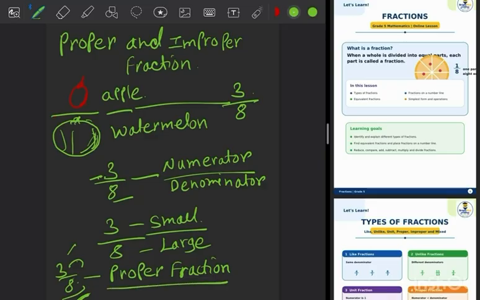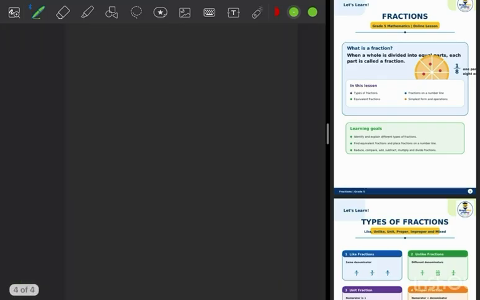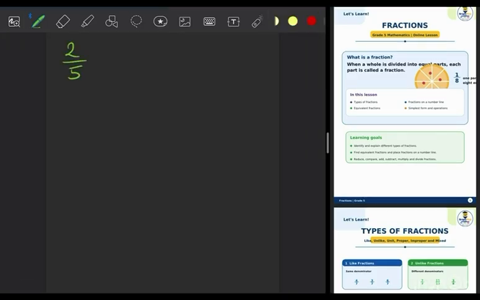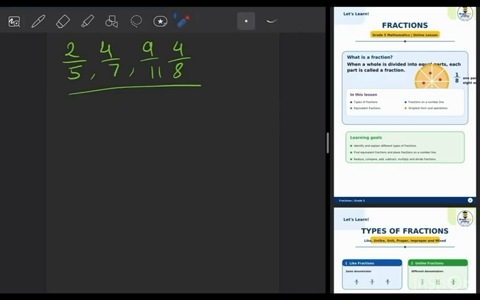Okay, we will take more examples. 2 by 5, 4 by 7, 9 by 11, 0 by 8. These are all proper fractions because their numerator is less than their denominator. Hope you understand. Now let's understand the improper fraction.